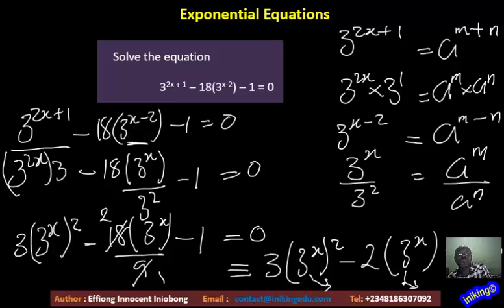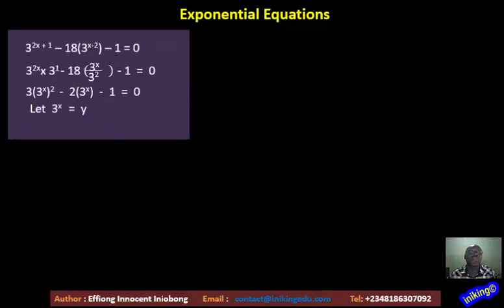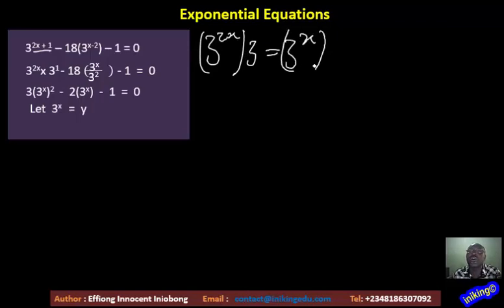Take notes. How did I go about this? I'll repeat this again. We have reduced this to 3 raised to the power 2x times 3 raised to the power 1. And 3 raised to the power 2x itself is the same thing as 3 raised to the power x all squared, and then we multiply by the 3 that is still standing out there. So that gives us this line. That's how we arrived at this point.